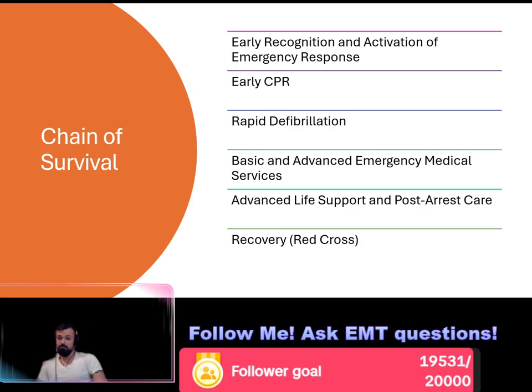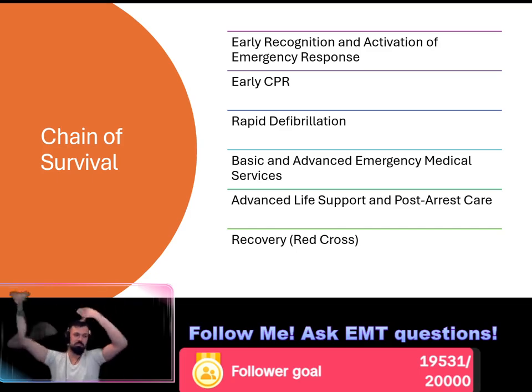So the AHA and registry recognizes 5 chains for the chain of survival, starting with early recognition and activation. Hopefully that's where bystanders recognize the emergency and say, we need help. Let's go ahead and get 911 on the way, and that's us. We arrive and hopefully save the patient. That is our goal.